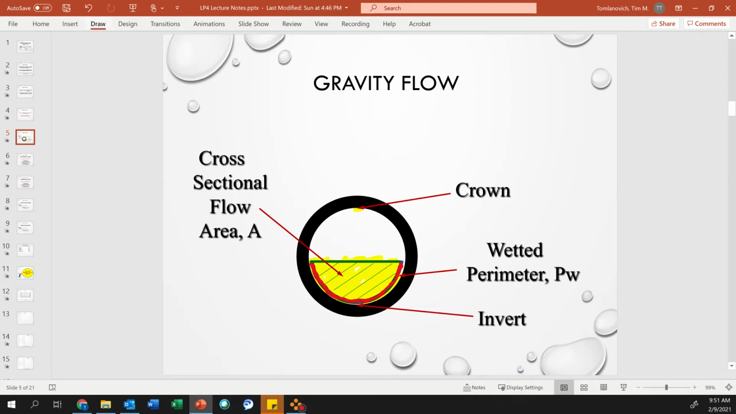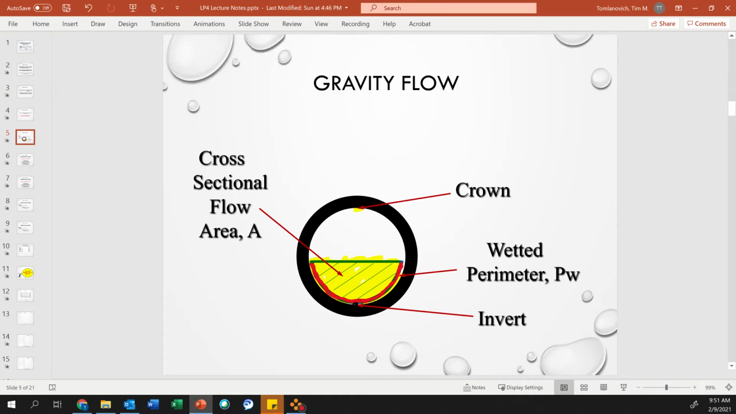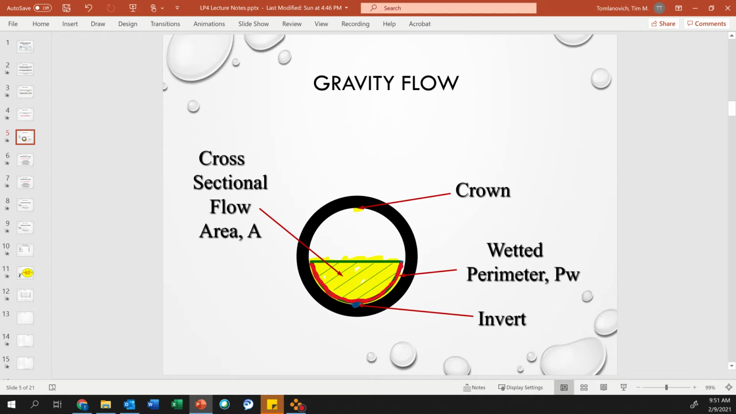And then my invert elevation is basically on the inside. Obviously you can't see that, so let's do a blue. So my invert is right there, inside of the pipe, bottom of the pipe, inside diameter. Crown is on the top. Cross-sectional area of flow is literally the flow area, not the cross-sectional area of the pipe, just the flow. So if the pipe is full, that means my cross-sectional area of the pipe will equal the cross-sectional flow area. Okay, so this is some terminology.